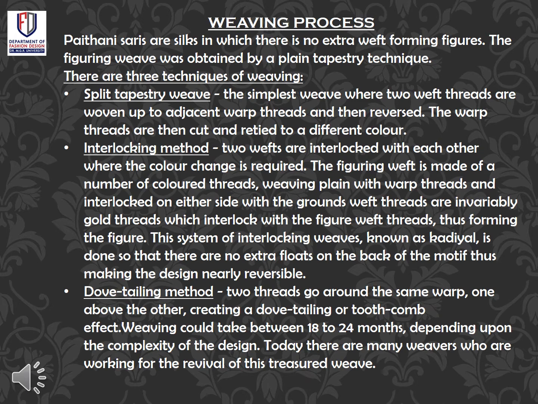The figuring weft is made of a number of colored threads, weaving plain with warp threads and interlocked on either side with the ground's weft threads, which are invariably gold threads, which interlock with the figure weft threads, thus forming the figure. This system of interlocking weaves, known as kadiyal, is done so that there are no extra floats on the back of the motif, thus making the design nearly reversible, known as interlocking method. Dovetailing method.